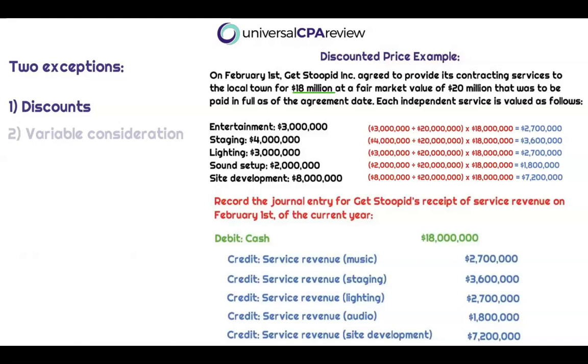Staging would get its 20% at $3.6 million. Okay, the lighting, another $2.7 million, which is 15%. Audio's 10% at $1.8 million. And the site development made up 40%. Okay, so we would credit service revenue site development for $7.2 million. But more broadly, you see here that this is getting allocated based on its total consideration percentage.